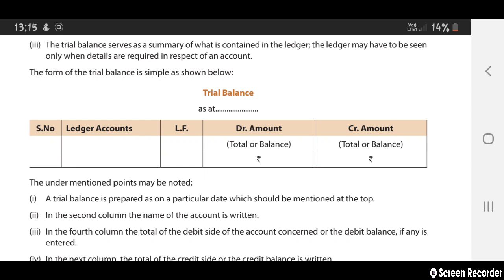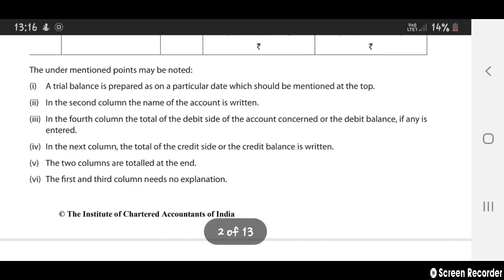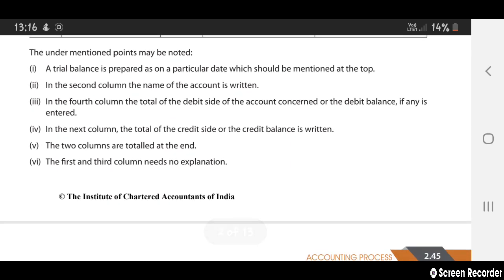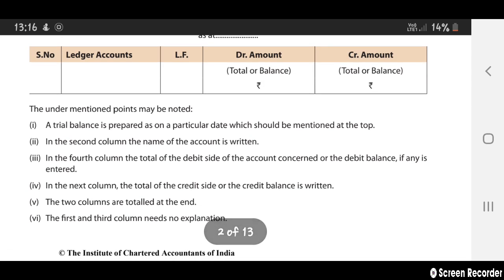Okay. To form the trial balance, it is as simple as shown below. So the trial balance is very simple, as shown here. To understand the trial balance fully, let us read this. You write the trial balance as at a date, then a serial number, 1, 2, 3. Then you will write the ledger account, the amount debited and the amount credited. Let us see which points they have mentioned, so that we can follow them and learn easily about the trial balance.